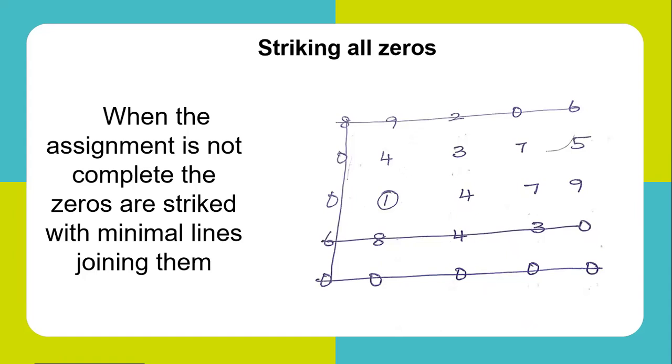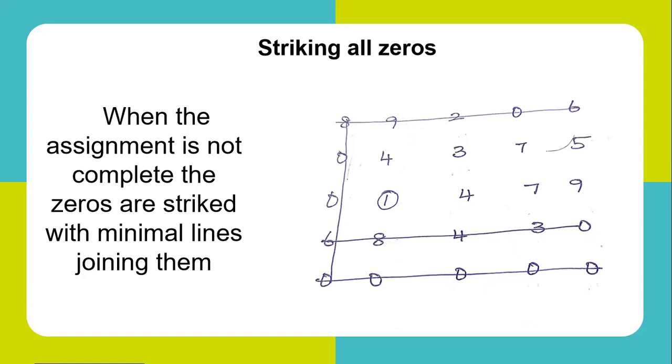And the points that are unmarked, 4, 3, 7, 5, 1, 4, 7, 9, have to be adjusted by reducing the value of 1 from each element. So 4 minus 1, 3 minus 1, 7 minus 1, 5 minus 1, 1 minus 1, 4 minus 1, 7 minus 1, and 9 minus 1. So this will give you the new values.